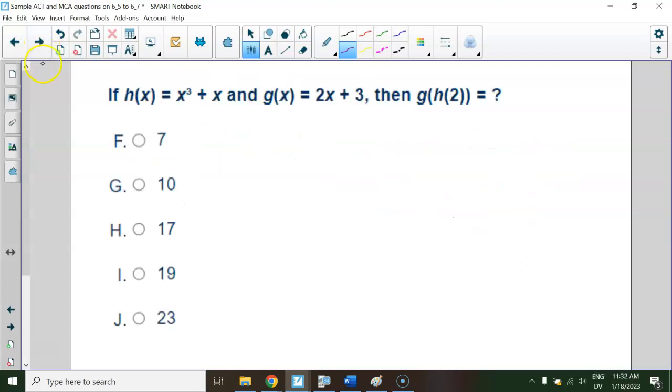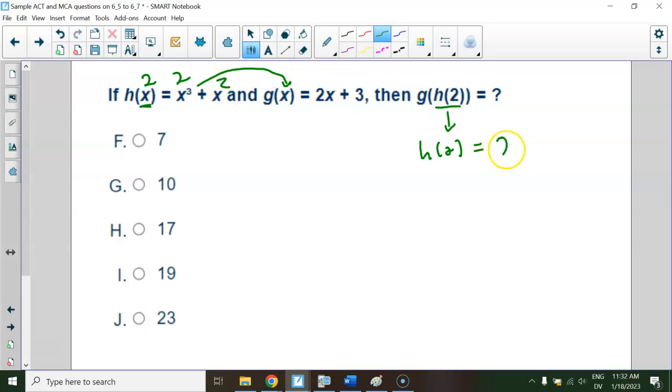Alright, next one. Again, I would pause the video and give this a shot. Alright, so this one is composition, which we learned the other day. It's just like passing a number into one function, in this case h first, and then taking the result from that and passing it into the g function. So I'm going to work from the inside out. I'm going to focus just on h of 2. We're going to put 2 into the h function here.